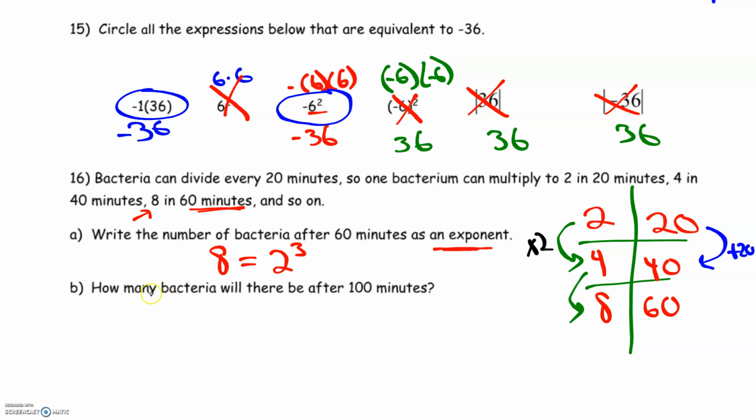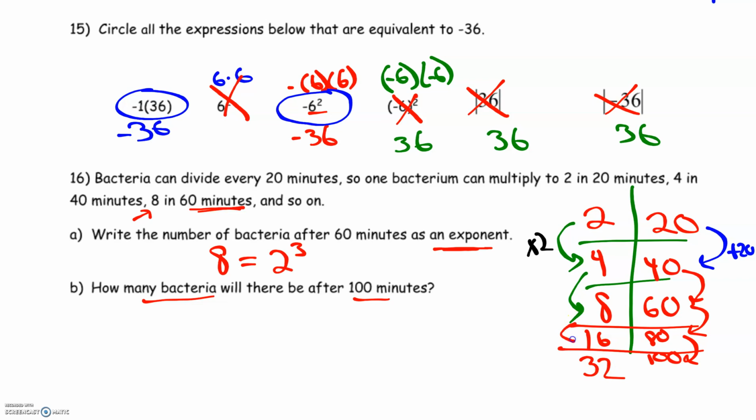Now down here, it's slightly different. They're asking specifically how many bacteria there will be after 100 minutes. If I follow this trend, I go another 20, I'm at 80. And if I go another 20, I'm at 100. Now over here, I double: 8 times 2, and then 16 times 2.